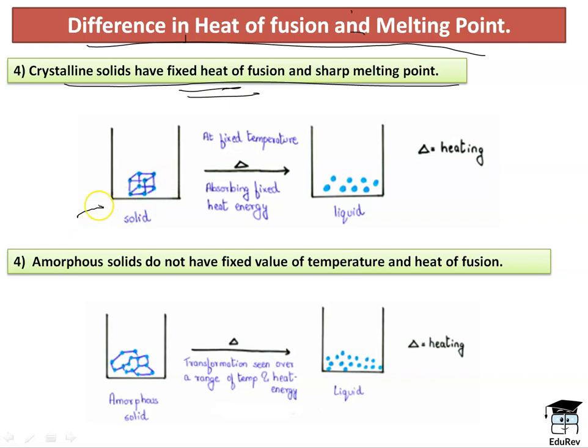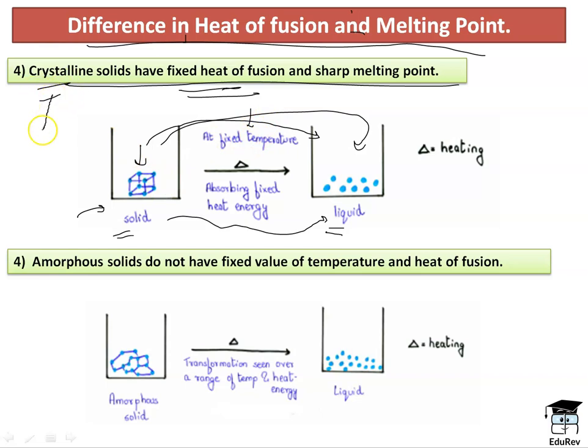Whenever a solid, let's say ice, is given some heat, it converts into a liquid, let's say water. The heat absorbed by this solid to convert into this liquid is called the heat of fusion. And the temperature at which this solid entirely melts and gets converted into liquid is called the melting point. So in the case of crystalline solids, we noticed that crystalline solids are having a fixed heat of fusion and a sharp melting point.